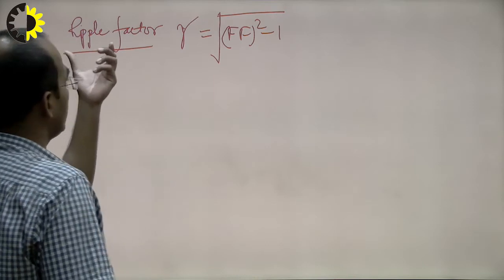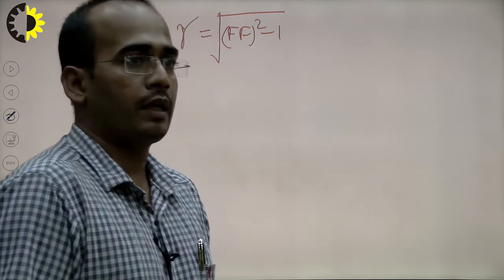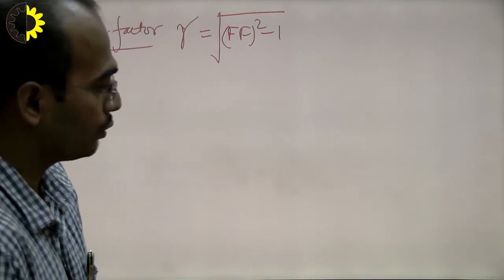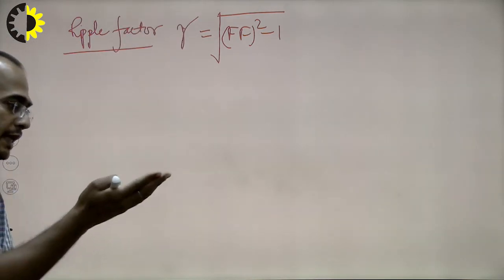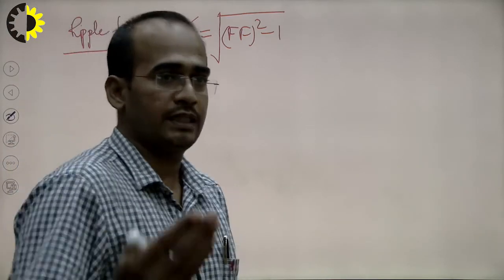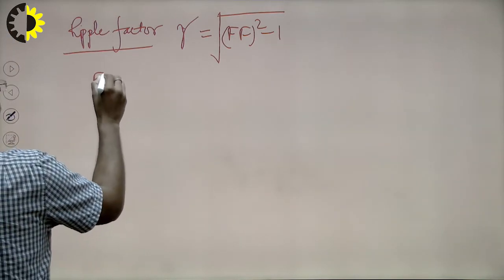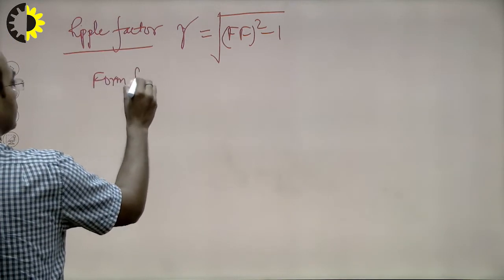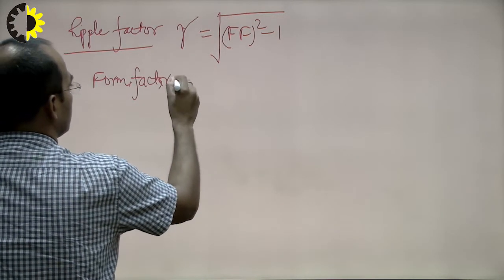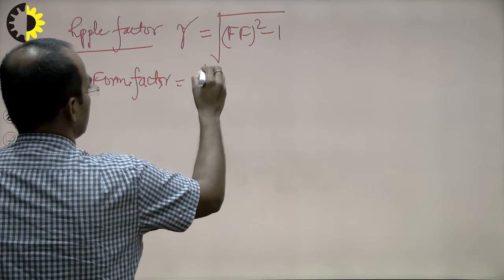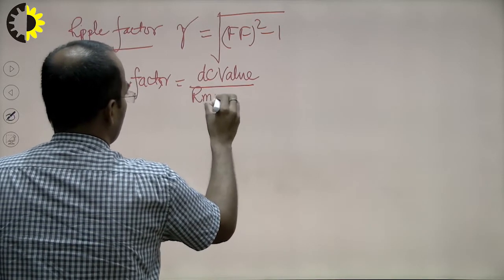So if the ripple factor is less, it means the rectifier is more efficient for converting the AC signal into the DC signal. If the ripple factor is high, it means the greater number of AC components are present at the output of rectifier circuit. So form factor is nothing but RMS value upon DC value.